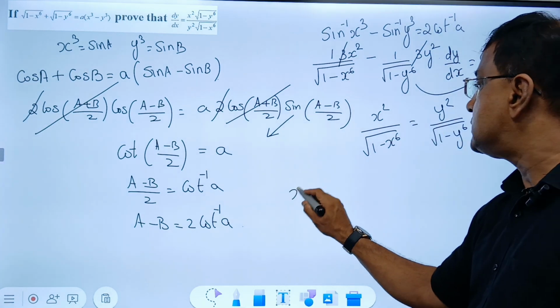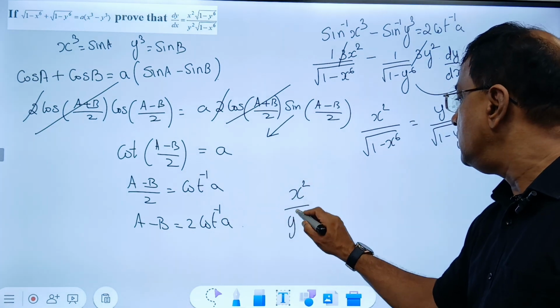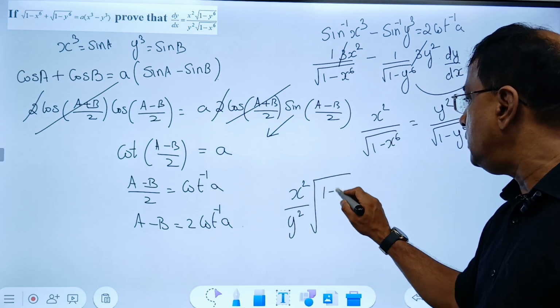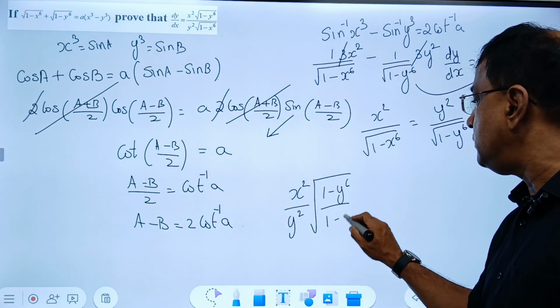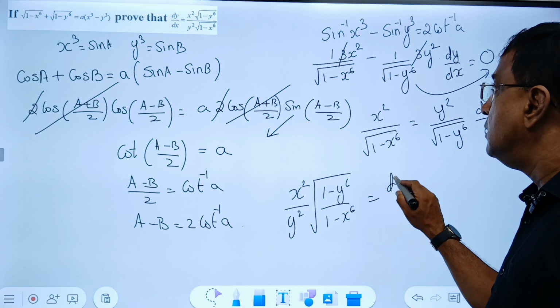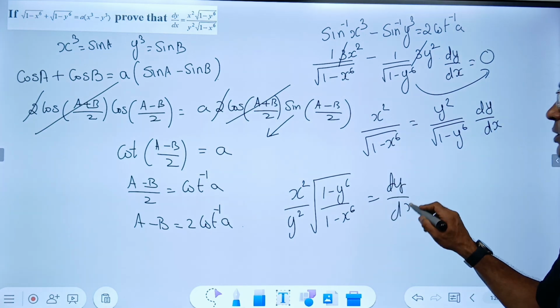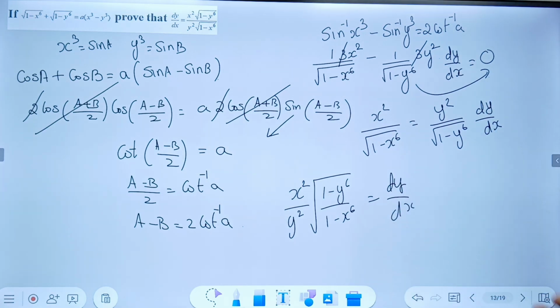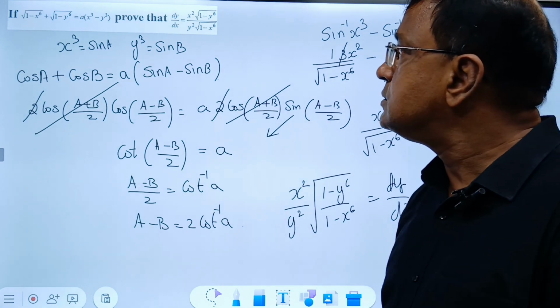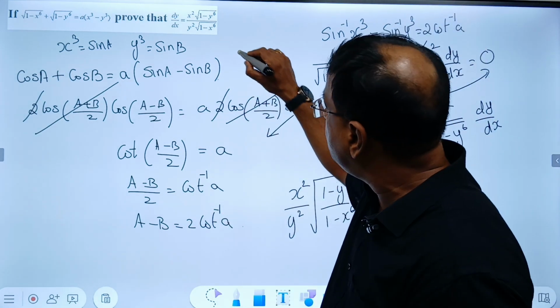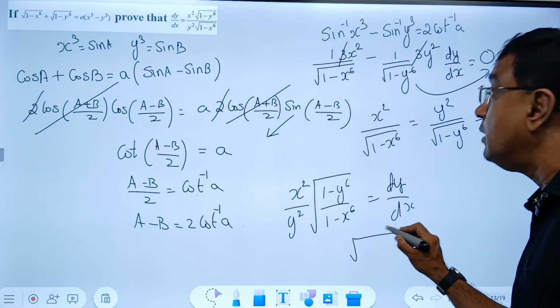You get x square by y square into root of 1 minus y power 6 by 1 minus x power 6 equal to dy by dx. This is what I wanted to prove. All that you need to do is put x cube as... sometime I have another question also. If you want you can try it. I don't know what I should prove it as.